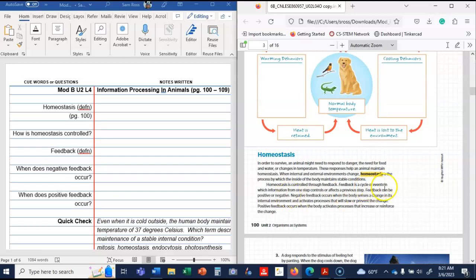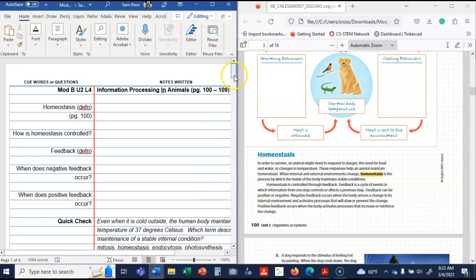When does negative feedback occur? Negative feedback occurs when the body senses a change in its internal environment and activates processes that will slow or prevent the change. When does positive feedback occur? Positive feedback occurs when the body activates processes that increase or reinforce the change.